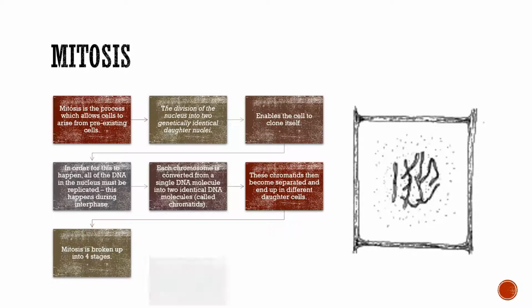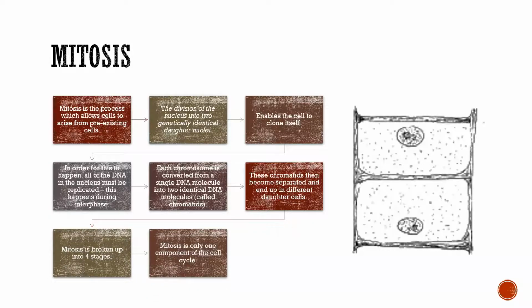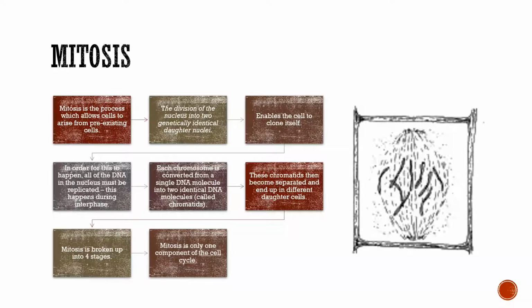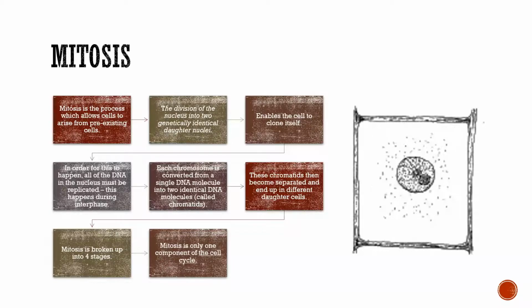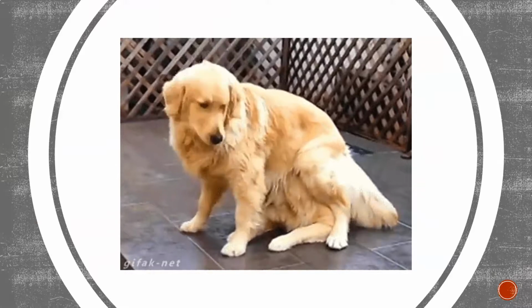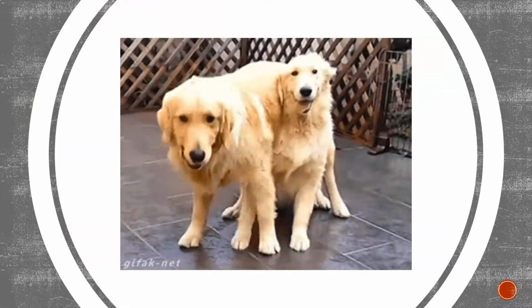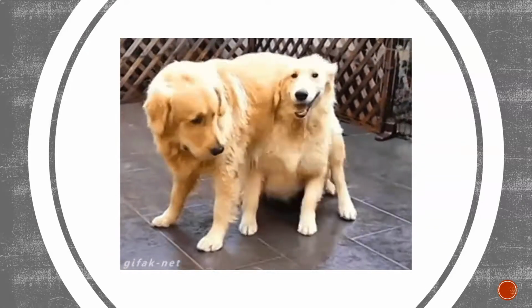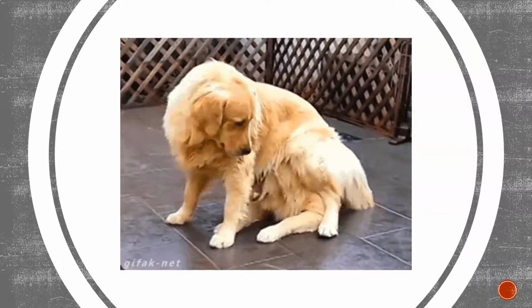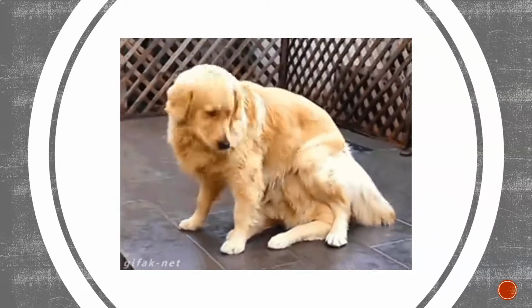Mitosis is broken up into 4 stages, and mitosis is only one of the components of the cell cycle. We'll look at that shortly. So mitosis creates 2 clones of the parent cell.